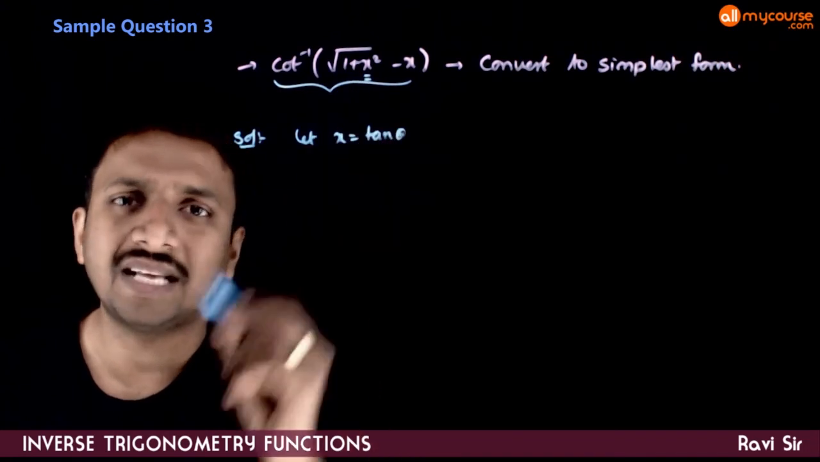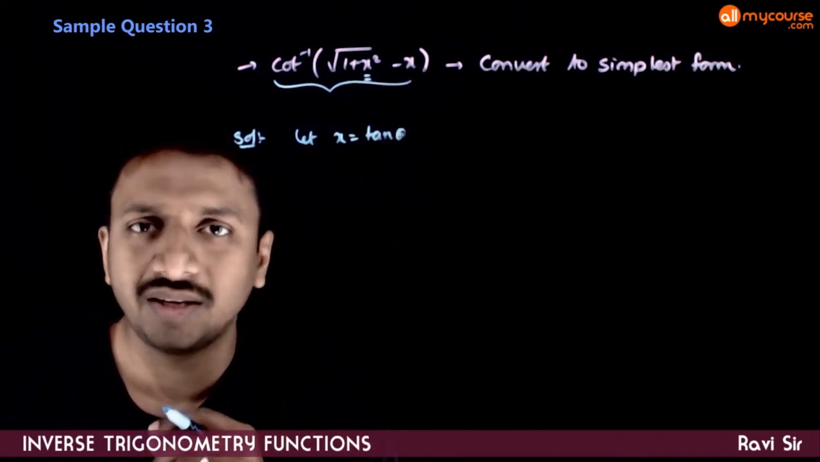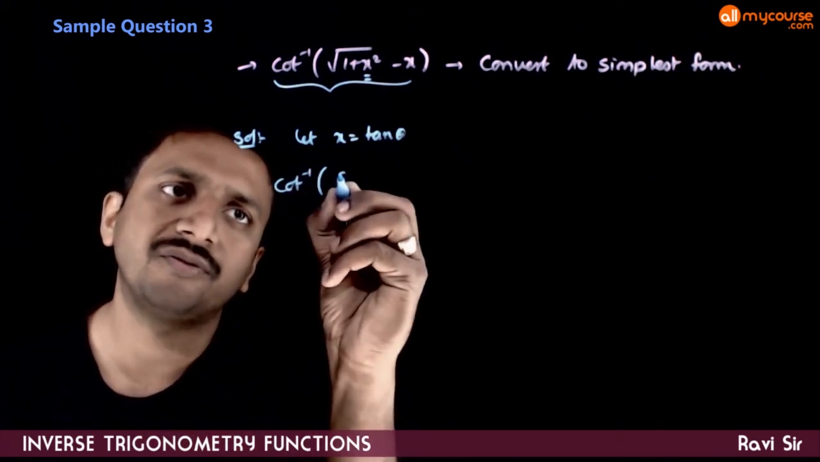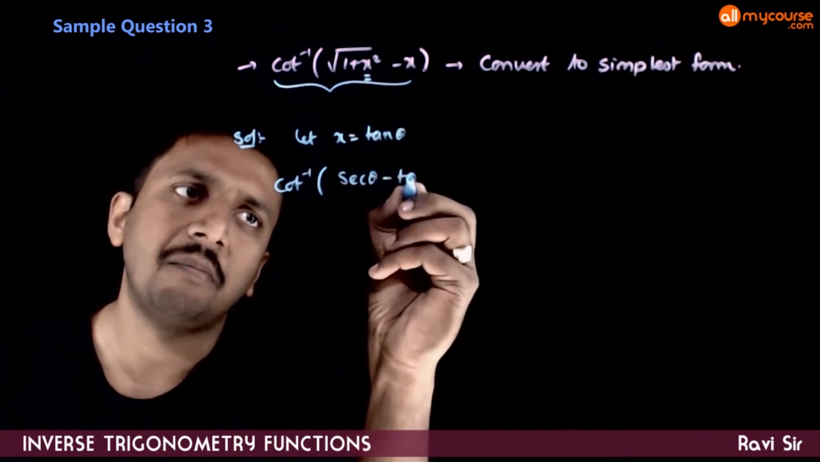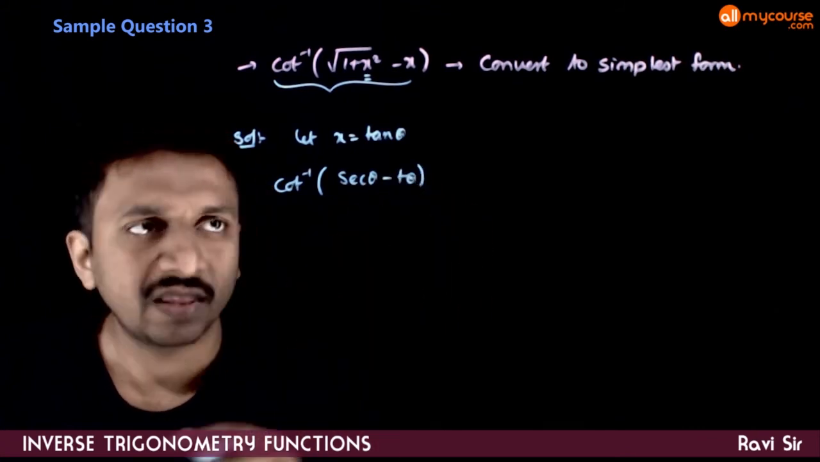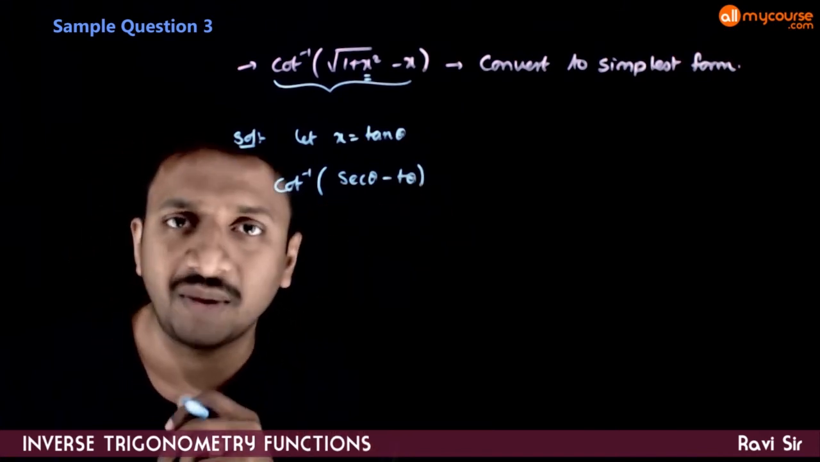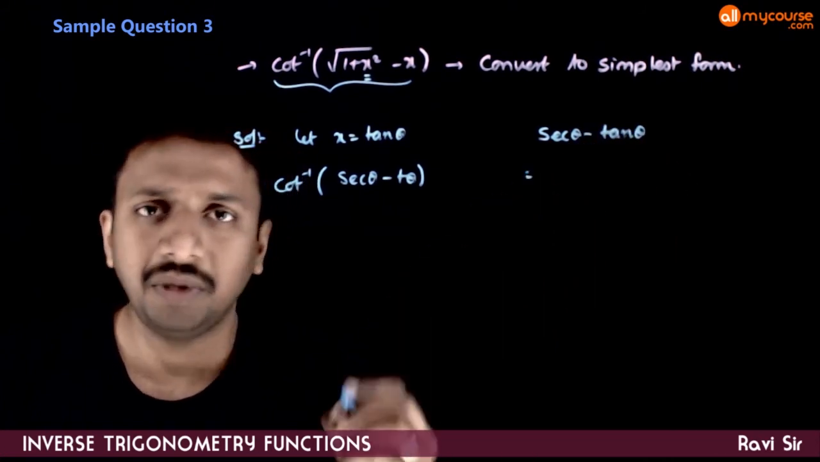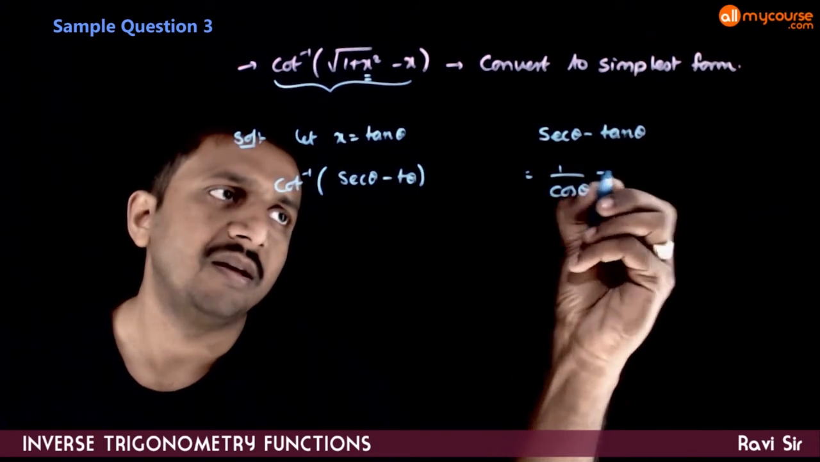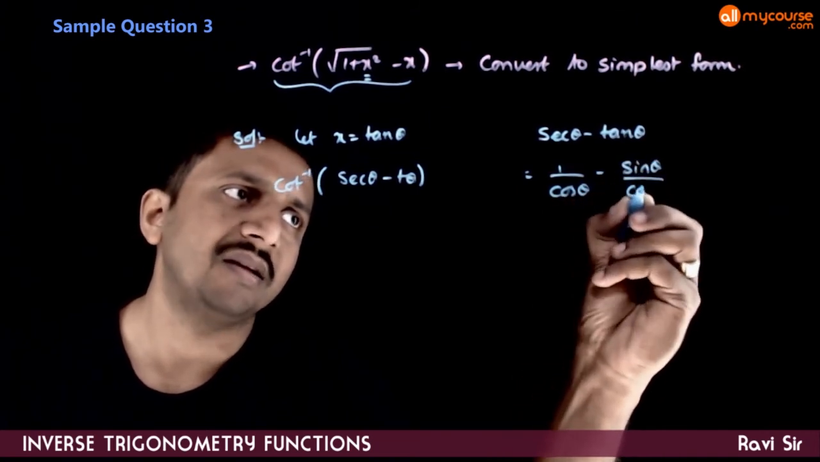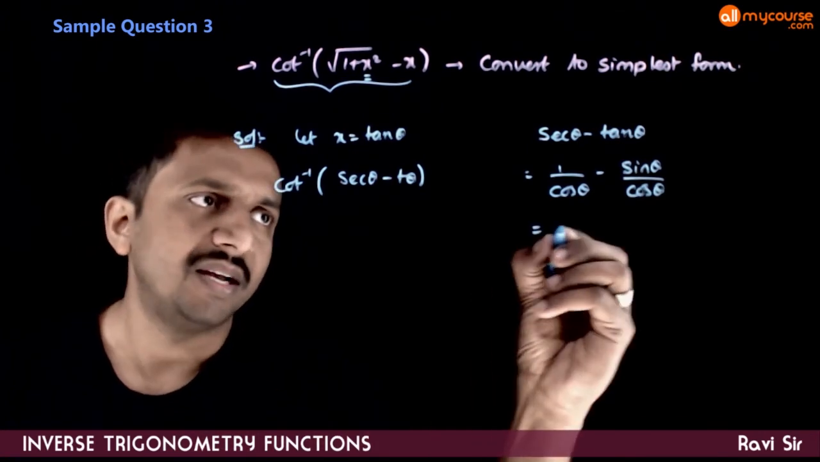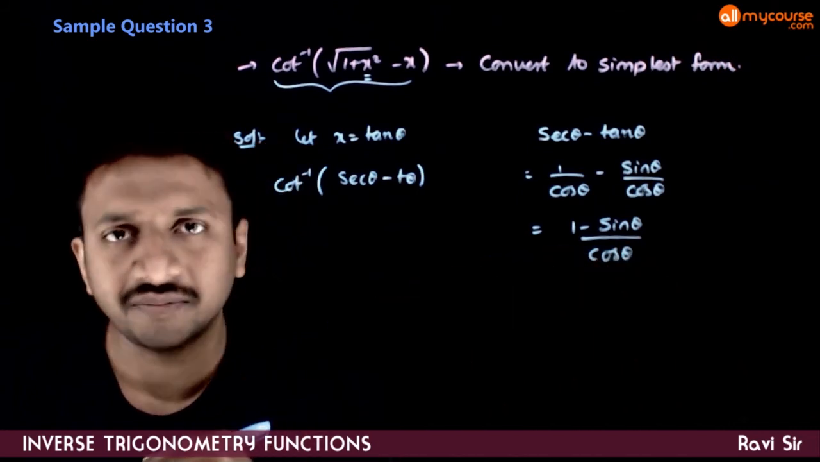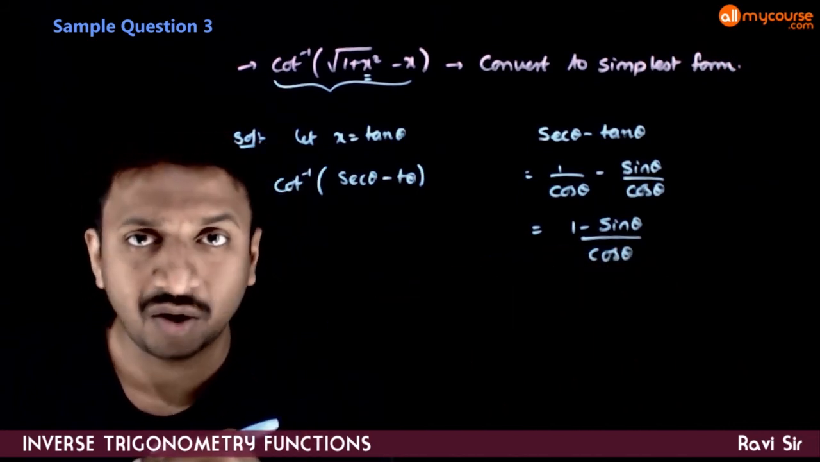So root of 1 plus tan square theta, so root of secant square theta, which is secant theta. So this becomes cot inverse of secant theta minus tan theta. So now let us try to simplify secant theta minus tan theta. So secant theta minus tan theta is nothing but 1 by cos theta minus sin theta by cos theta, is 1 minus sin theta by cos theta.